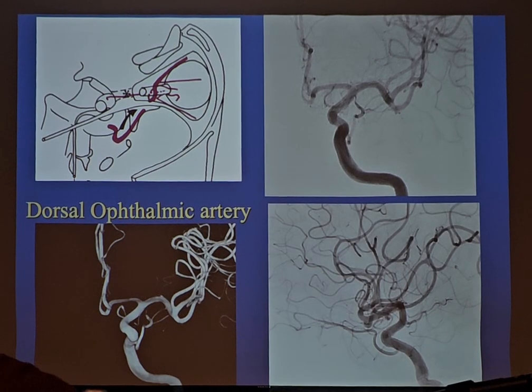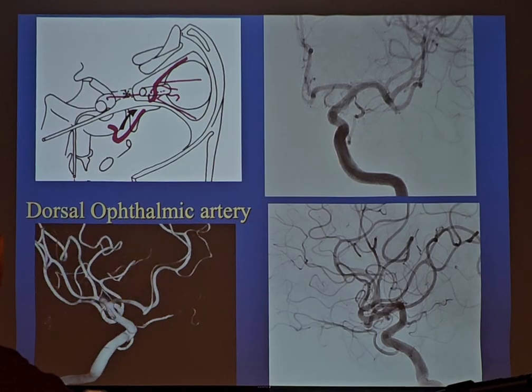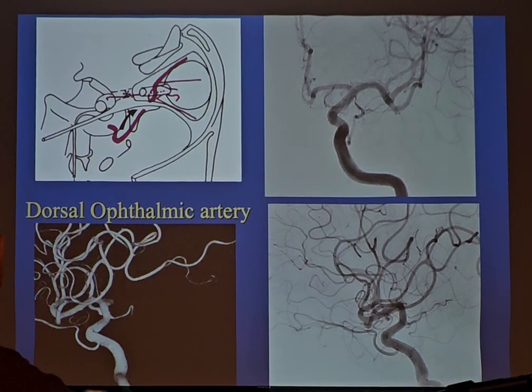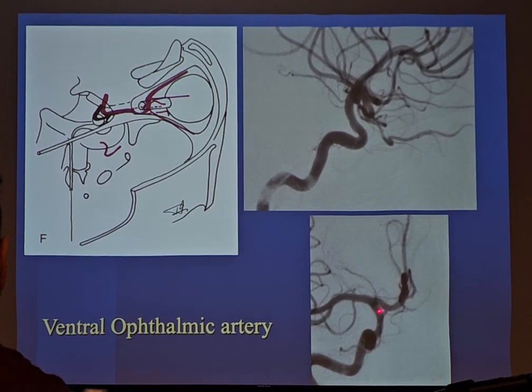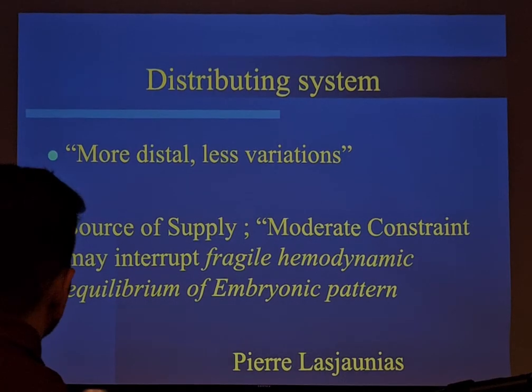The other vessels, we'll talk about later: the dorsal ophthalmic artery, which originates from the cavernous segment of the internal carotid artery, goes through the superior orbital fissure and supplies the orbit. The ventral ophthalmic artery is the ophthalmic artery originating from the anterior cerebral artery. We'll talk about it in the ophthalmic discussions, okay?